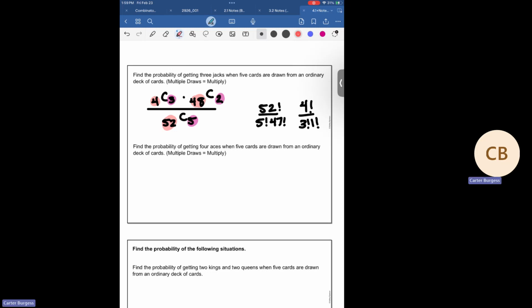Should we take a look at another? Oh, well, I guess we should plug this into our calculator. If you plug this in, it works out to be 0.00, how many zeros? 0017. Small. Like we said, very rare. 0.17% chance.